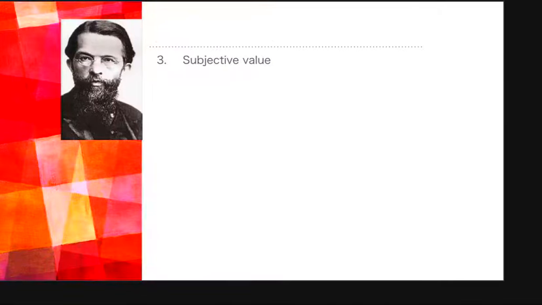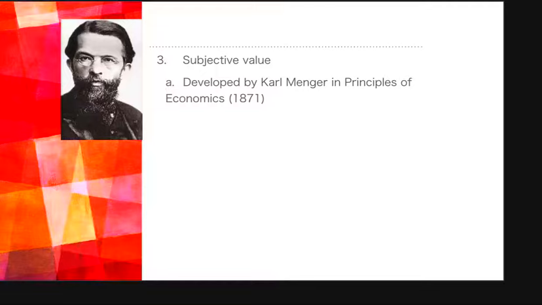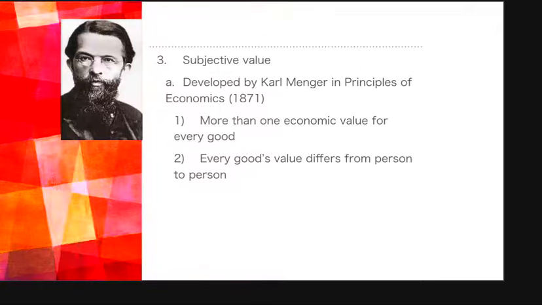Now, subjective value, and here I do have Carl Menger on the slides, in his book Principles of Economics. Here he is going to remind us that there's more than one economic value for every good, and every good's value differs from person to person. eBay is a quality example of this. As you look at the different items on eBay and the amount that people are willing to spend on particular items, it's always a good idea to know what the going rate is for a computer or electronic or whatever it is that you want to buy off of eBay before you start bidding.